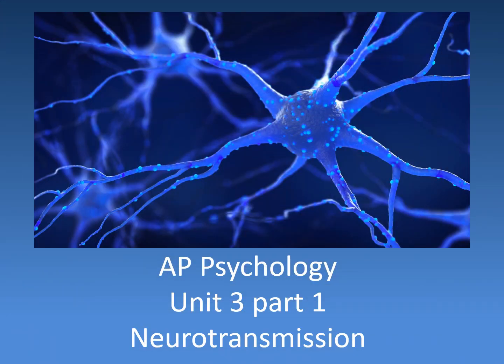All right, it's time for another screencast for AP Psychology. This is the Unit 3, Part 1 screencast. In this screencast, we're going to look at the neural network and how it works to make our brain and body function. So let's get charged up for this screencast.